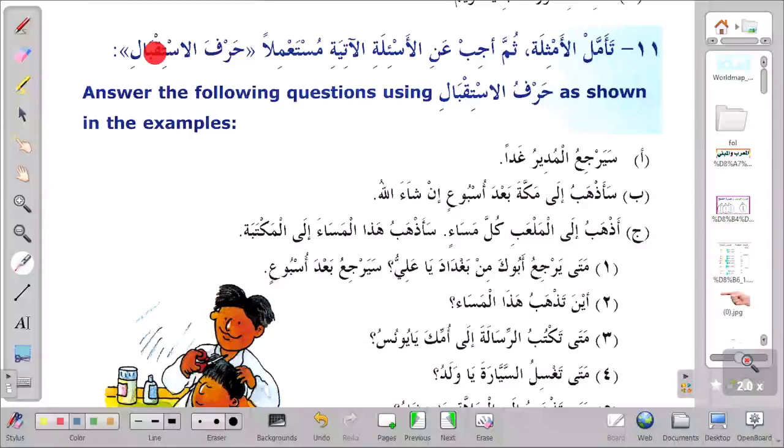Previously, we have talked about it, even in the grammar lessons that we did after completing book 1. In those grammar lessons we talked about harful istifham and istiqbal. When we say istiqbal, it means future. So harful istiqbal is something that is added to a verb to make the verb be in the future.